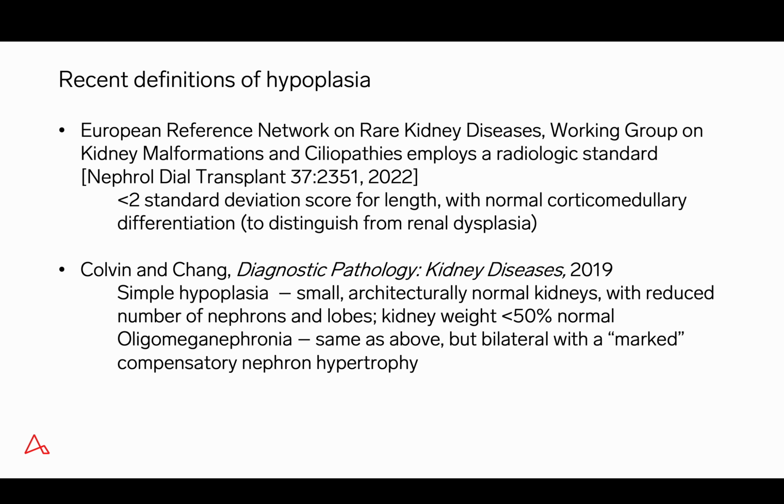In the Colvin and Chang textbook, Diagnostic Pathology, Kidney Diseases, 2 forms of hypoplasia are discussed, simple hypoplasia and oligomeganephronia. Simple hypoplasia is defined as architecturally normal kidneys with a reduced number of nephrons and lobes and a kidney weight less than 50%. Conversely, oligomeganephronia has the same definition as simple hypoplasia, but there is in addition marked compensatory nephron hypertrophy.